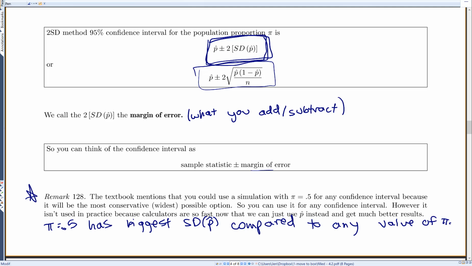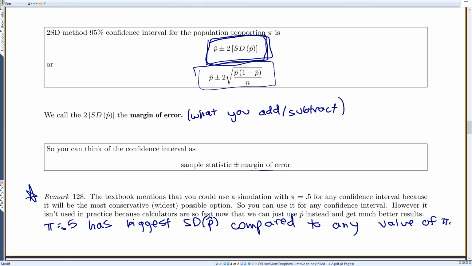So if we're trying to do a confidence interval and we don't know what our population proportion is, we know that the biggest possible standard deviation happens at 0.5. So if we use that in our calculations for our confidence interval, we'll just get a wider confidence interval. Okay? But we'll be pretty confident that we're correct. We're just a little bit more conservative. Now, you can do this. I don't ever see anyone do this in practice. Okay, we have fast calculators now.